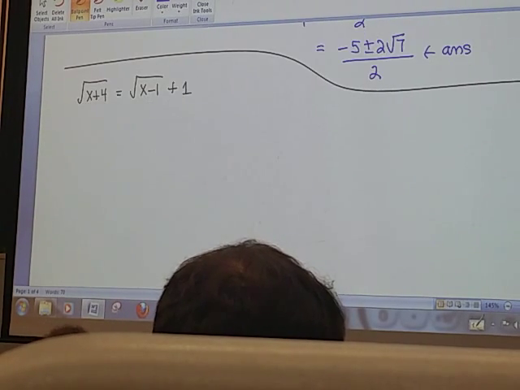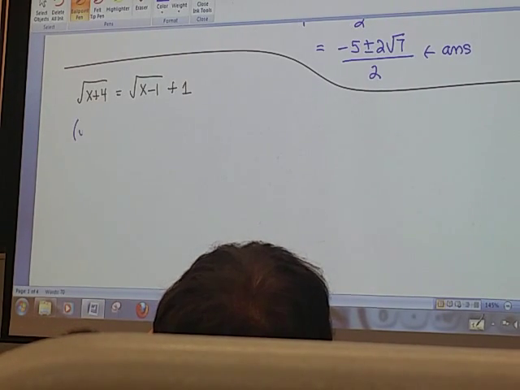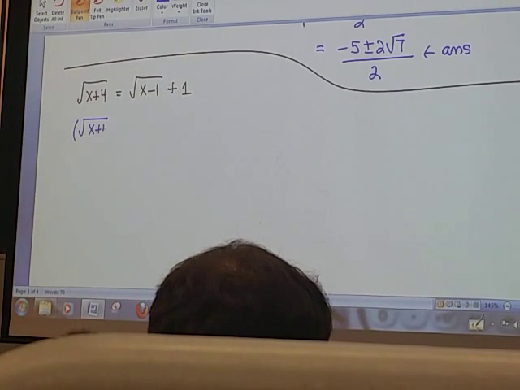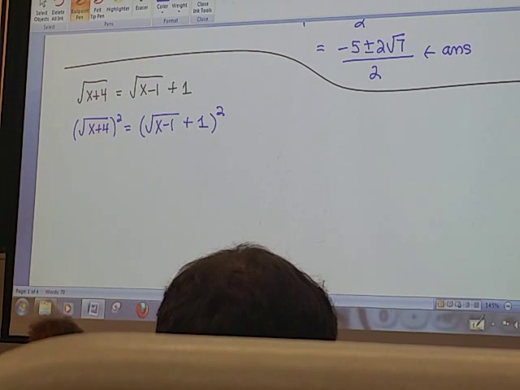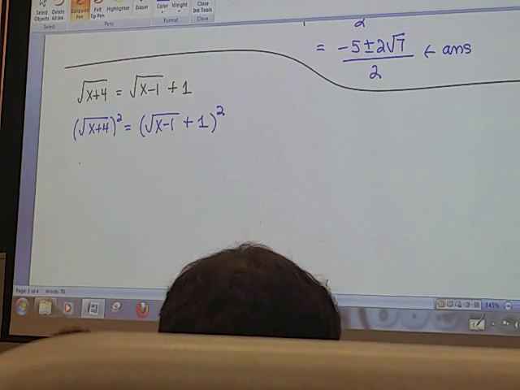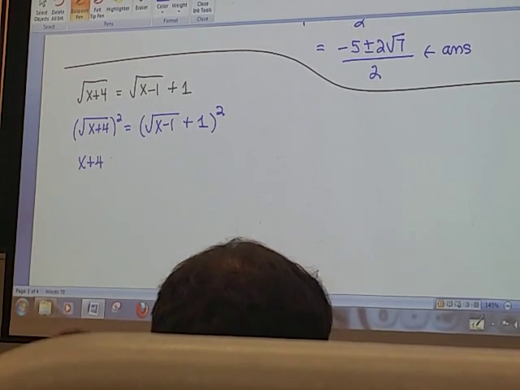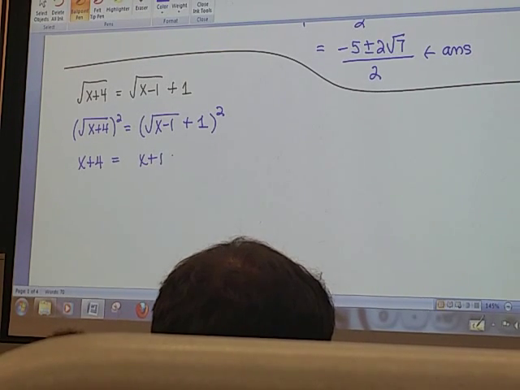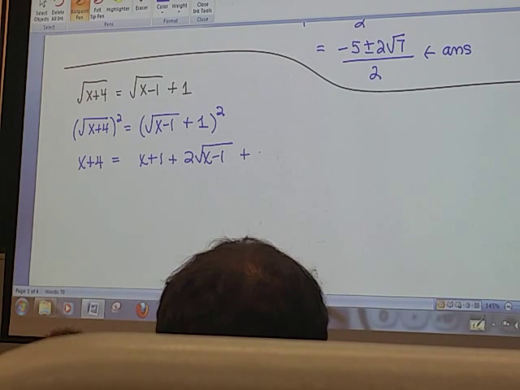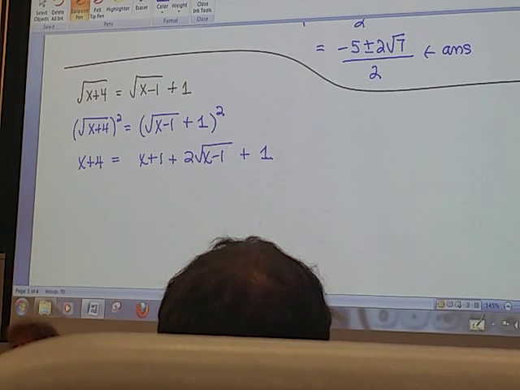Okay, so I already have one of these isolated, so I'm going to go ahead and square both sides. And remember, there's only one of these on the test, but I'd say this is the longest problem on the test. So here I have x plus 4, here I have x minus 1, 2 times x minus 1 plus 1. I'll wait to see.